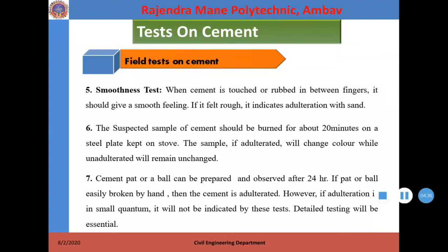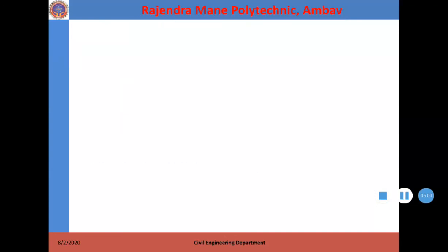A cement pat or ball can be prepared and observed after 24 hours. If the pat or ball is easily broken by hand, then the cement is adulterated. However, if the adulteration is in small quantity, it will not be indicated by these tests. A detailed test will be essential for checking the quality or the adulteration of cement. Then we will see the laboratory tests of cement.